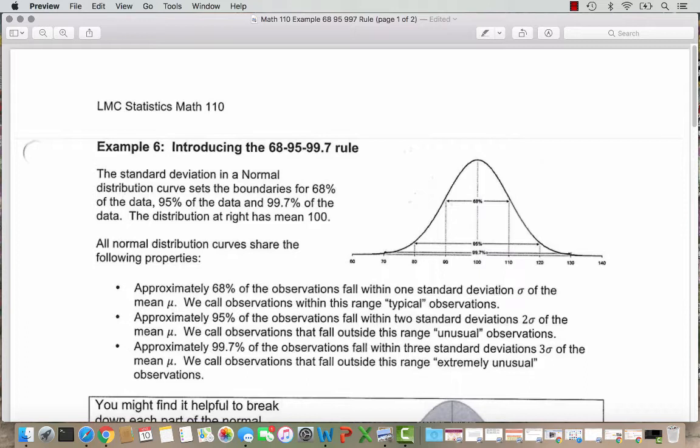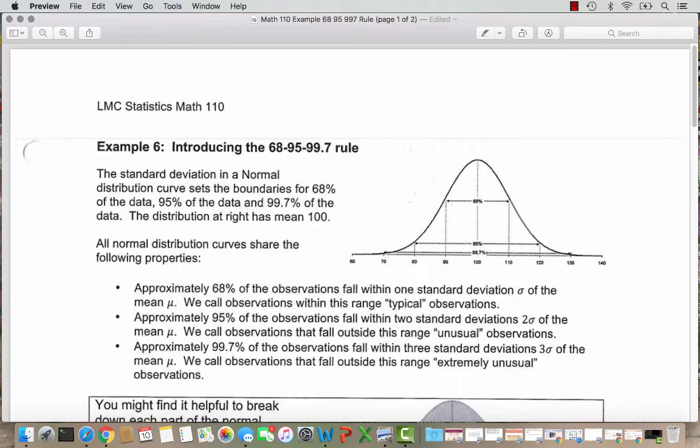So we know approximately 68% of the observations fall within one standard deviation, noted with a sigma for a population standard deviation, away from the mean, noted with the Greek letter mu for the population mean. So we call this observation range typical, where the middle 68% of data lie. You'll be able to calculate this range by starting with the given mean and then adding or subtracting one standard deviation.